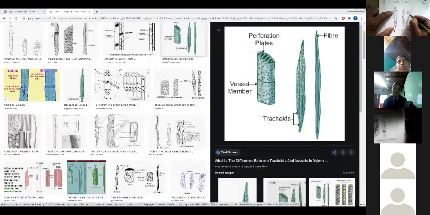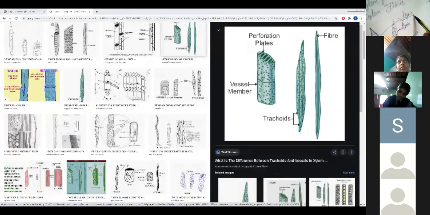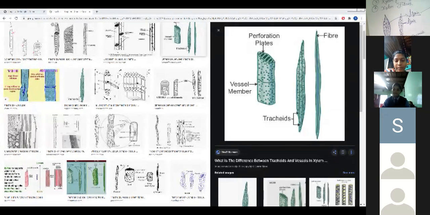This tracheid cell wall is made up of lignin, L-I-G-N-I-N, lignin. So this gives mechanical support. Is it clear, my dear students? Yes, sir.